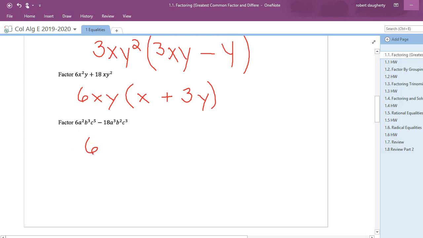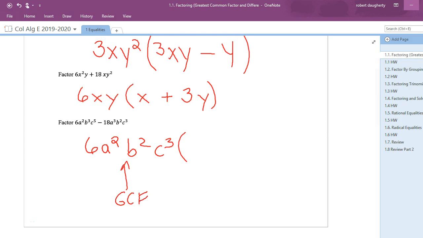Okay, I've got a squared and a cubed. What do they have in common? A squared. I've got b cubed and b squared. What do they have in common? B squared. C cubed and C fifth. What do they have in common? C cubed. Okay, that's my greatest common factor. Okay. Now I just need to figure out, if I pull that out or factor that out, what am I left with?